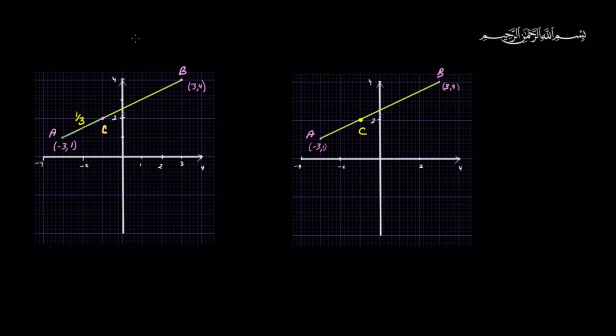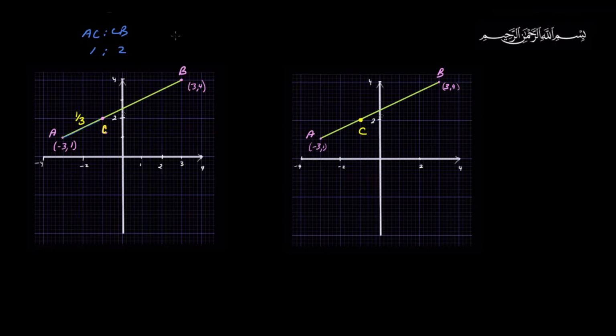Another way of saying the same thing is that the length of AC, the ratio of AC to CB, that is from this compared to this, the ratio of AC to CB is 1 to 2. Now that sounds kind of funky if you put it like that, and that is the ratio of this segment to this segment is 1 to 2.